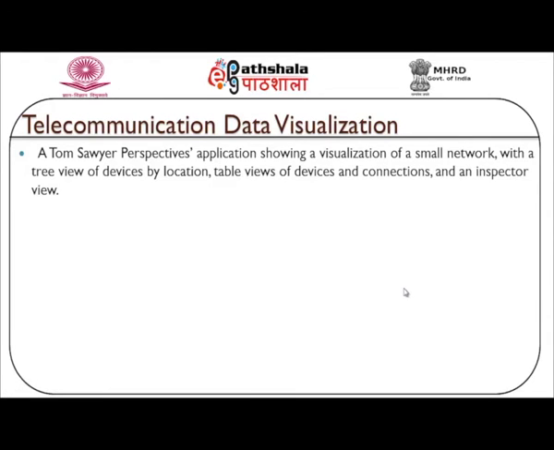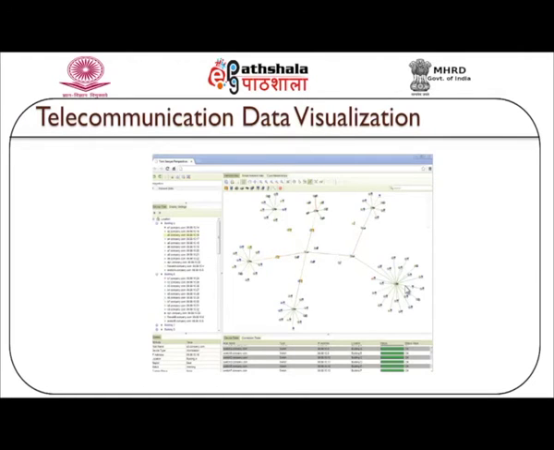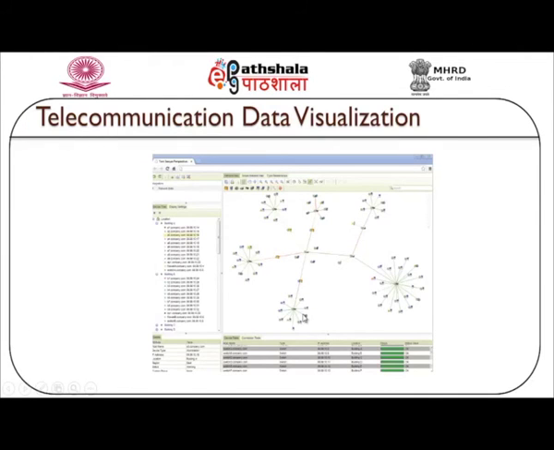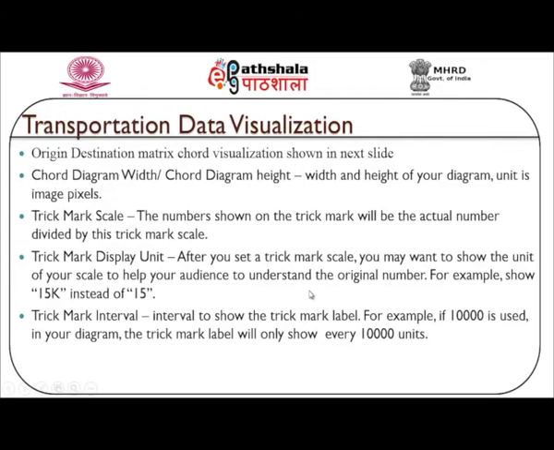Another perspective is a Tom Sawyer Perspectives application, showing a visualization of a small network with a tree view of devices by location, table views of devices and connections, and an inspector view. So this is a tree view of the telecommunication data that has been shown in the form of a tree view. Next one is a transportation data visualization.